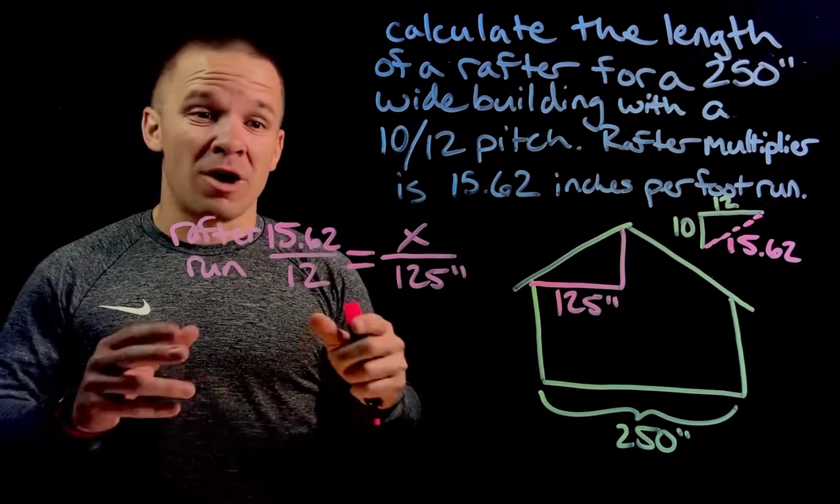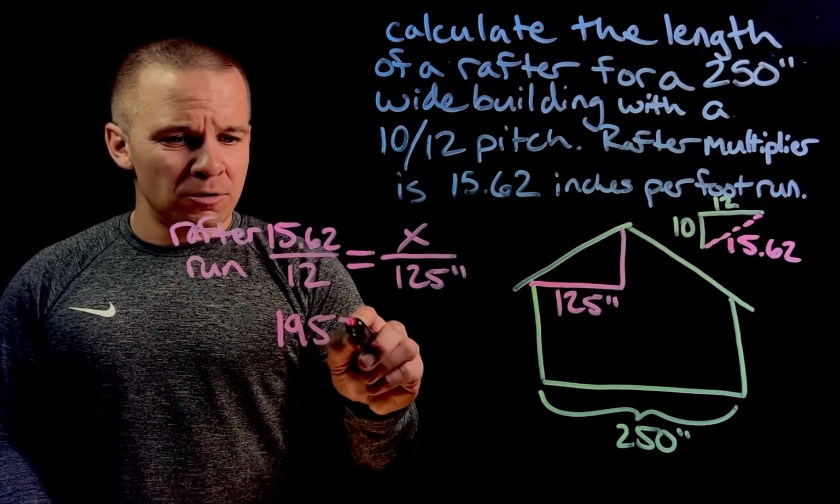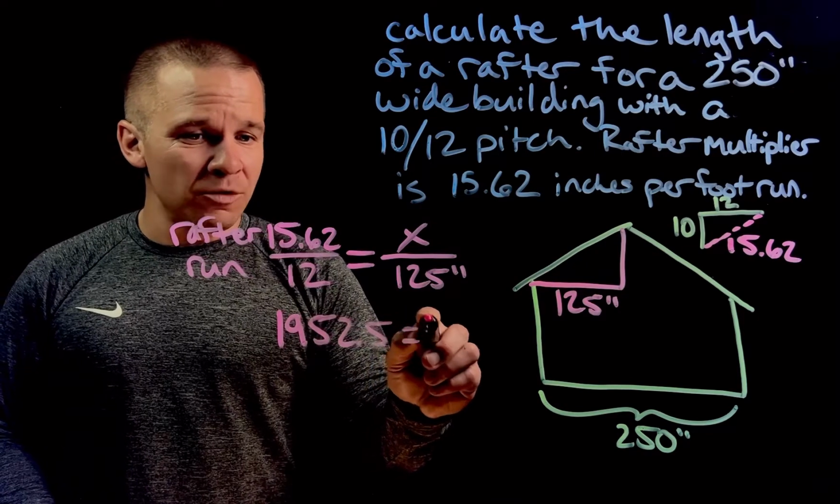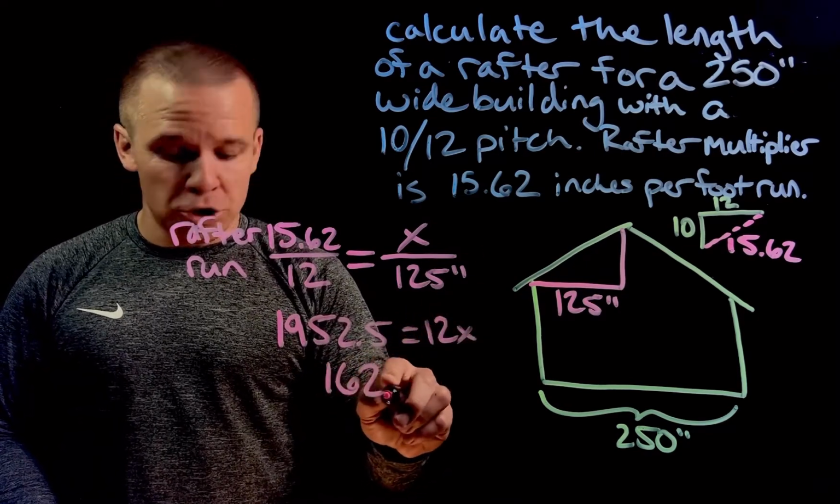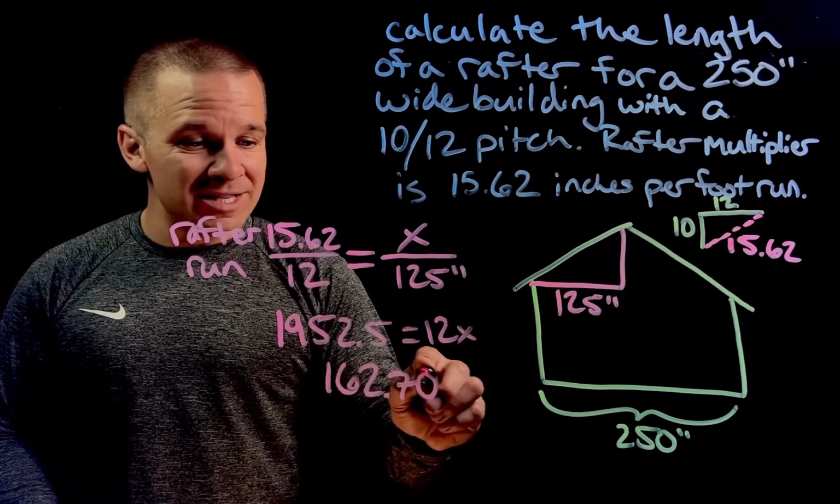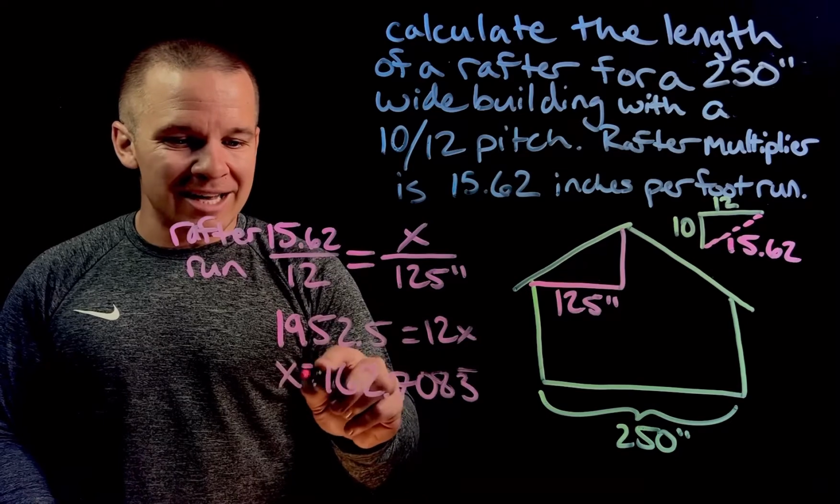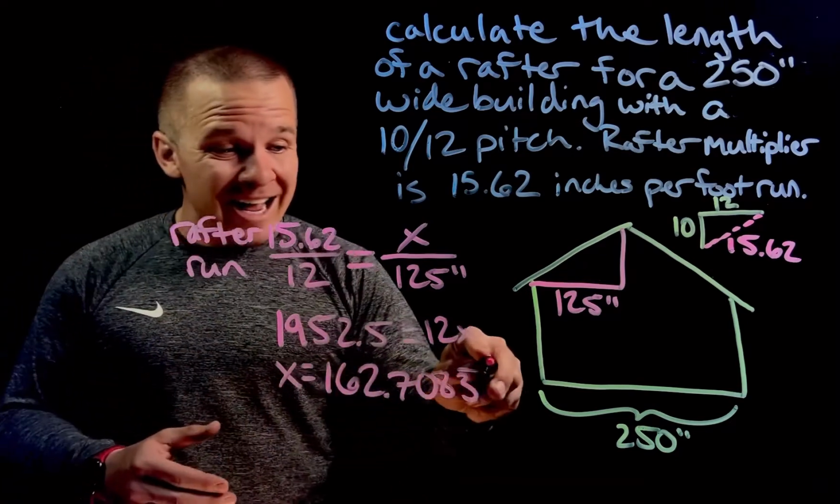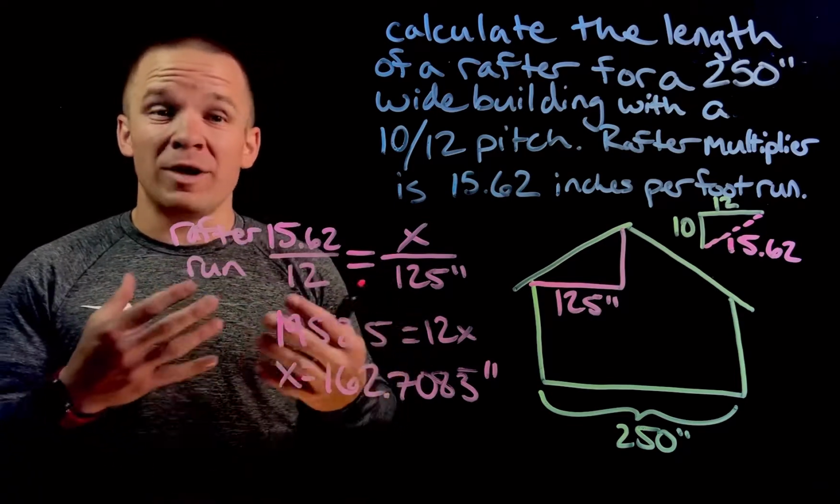Now, I can go ahead and cross multiply. I get 1,952.5 equals 12x. And then I divide by 12 on both sides, and I'll get 162.708, and then it's like 3 repeating forever. That's what x ends up equaling. So that would be my inches here, which then I can further convert down to read on a tape measure.